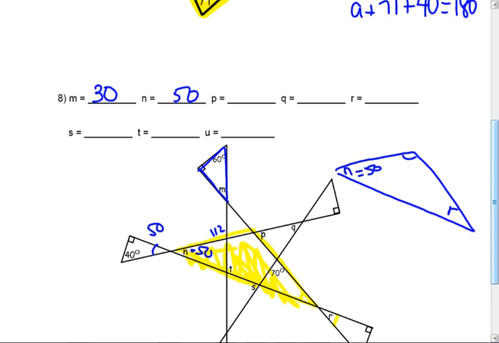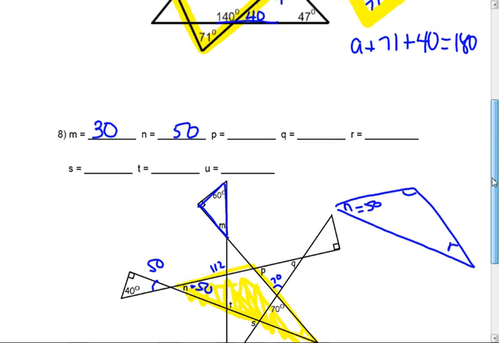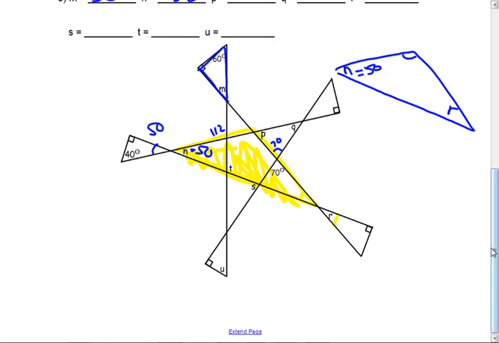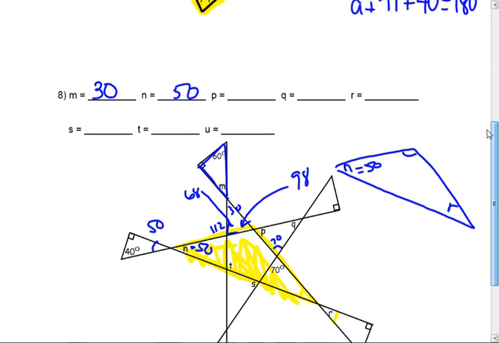How big is this little angle here? That's 70. I don't know if I need it, but I have it. And I know that this is 30, so this is 30. So can I find this angle right there? That turns out to be 68. And then you can find that angle there, which is 98. So guess what that angle P is? Angle P is 98.